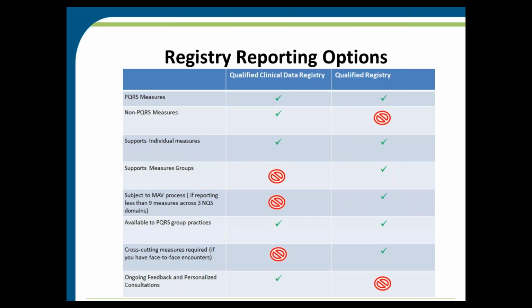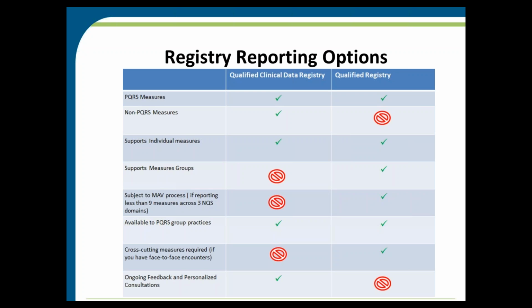Two important points I want to highlight on this screen. The first is the MAV process, the Measures Applicability Validation process, which is instituted by CMS. It helps determine if a provider has less than 9 measures, so they could avoid a negative payment adjustment. I'm not spending a lot of time on it because if you participate in the QCDR, the MAV process is not applicable. We'll go through this later, but we have over 60 measures that you can select from for reporting for PQRS.